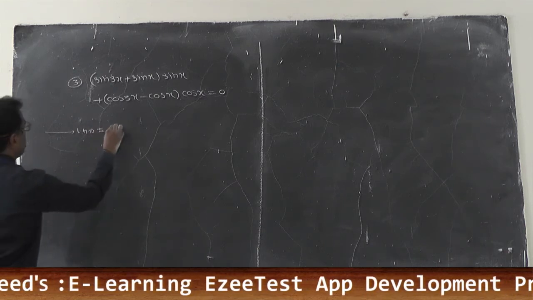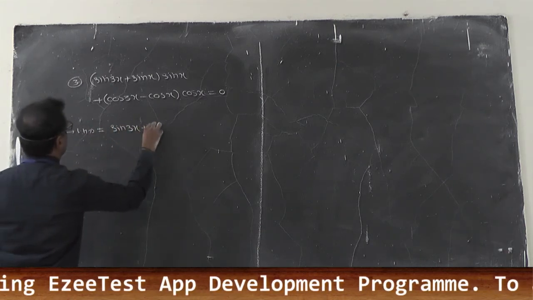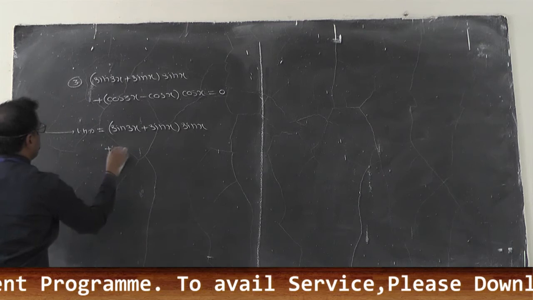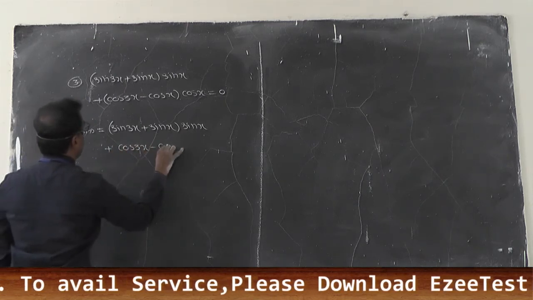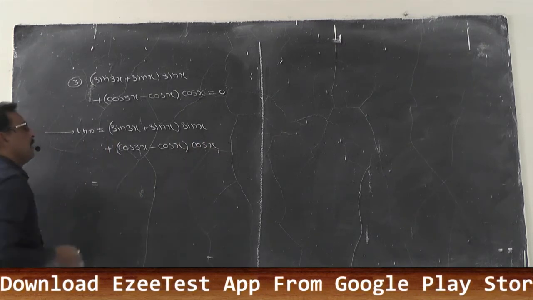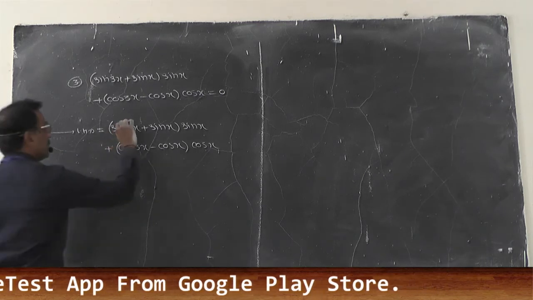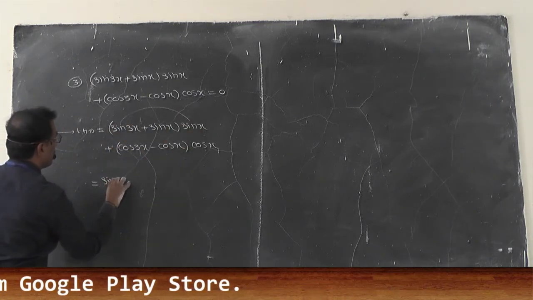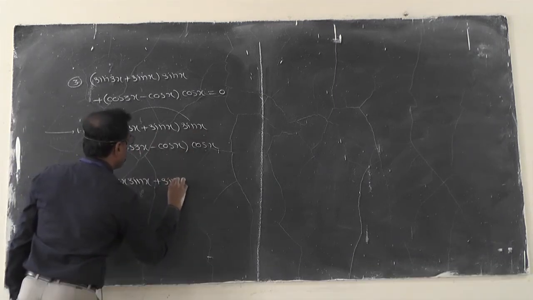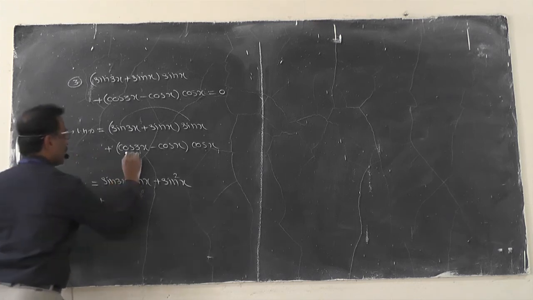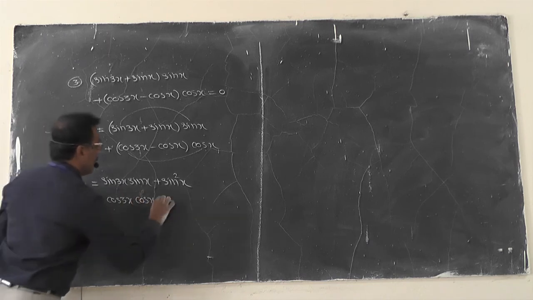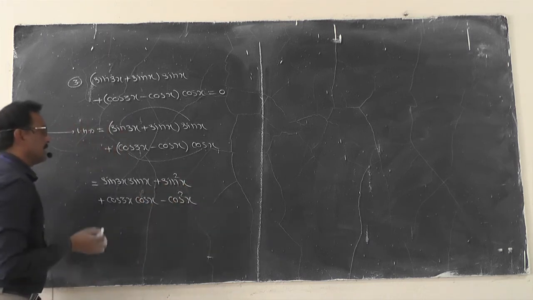Now take the LHS. It is sin 3x plus sin x, multiplied by sin x plus cos 3x minus cos x, multiplied by cos x. Now just multiply sin 3x into sin x. Next, sin x into sin x, which should be sin square x, plus cos 3x into cos x, as it is, cos 3x into cos x, and minus cos square x.